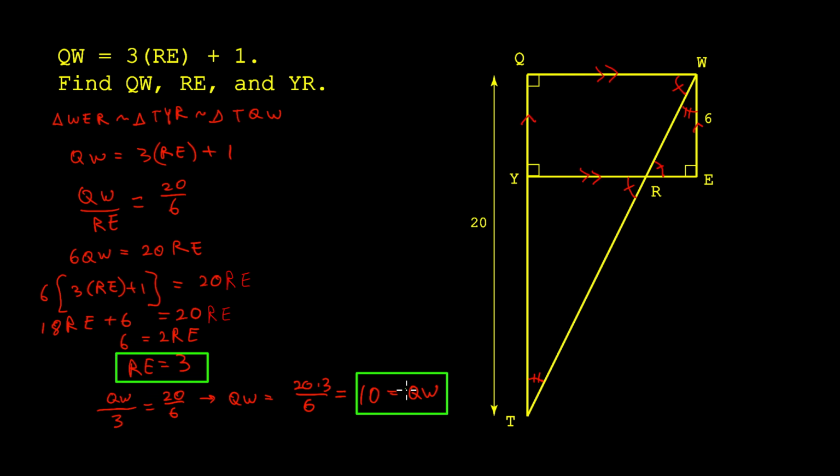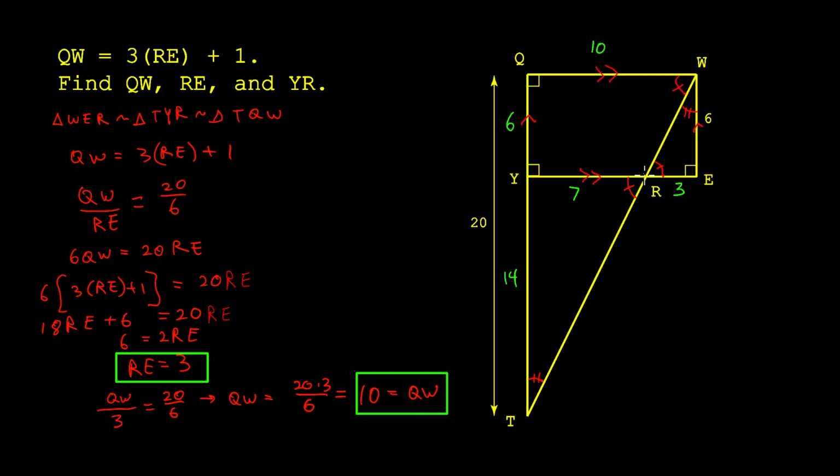So we'll box these in green so you can find them easily. And now we'll put them back onto the figure. So QW is 10, RE is 3. And then it says here to find QW, RE, and YR, but we're just going to find everything so we can check. So since we have a rectangle here, if QW is 10, YE is 10 minus 3, which is 7. And again, since this is a rectangle, if WE is 6, QY is also 6, making this 14.